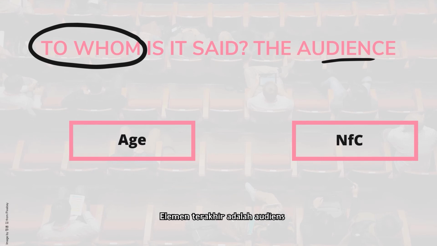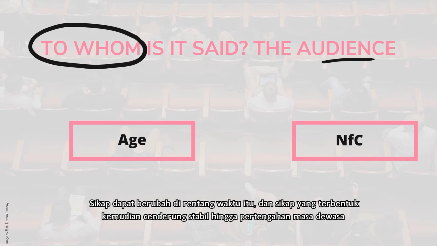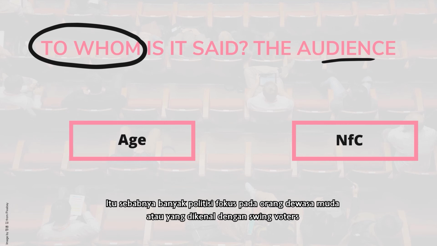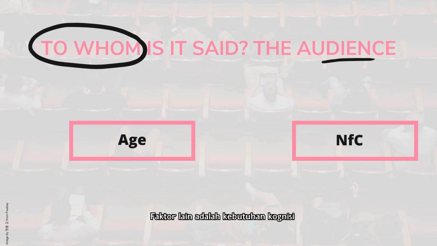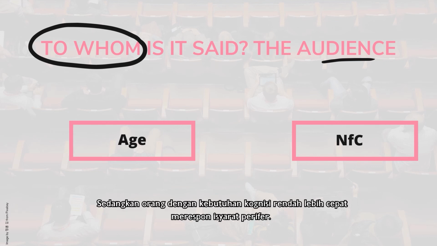The last element is the audience. In this slide, we will focus on two characteristics, age and need for cognition. The teen and early 20s are important formative years. Attitudes are changeable during that time, and the attitudes formed then tend to stabilize through middle adulthood. That is why many politicians focus on young adults, or what are known as swing voters. Another factor is need for cognition, which has already been explained several moments ago as well as in the previous video. Analytical people, or those with high need for cognition, prefer central routes to persuasion. Meanwhile, people with low need for cognition are quicker to respond to peripheral cues.